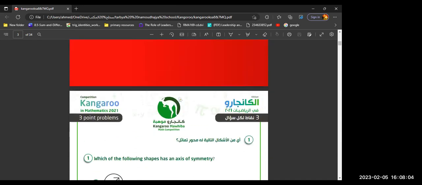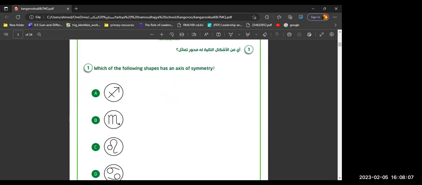Okay, so this is the first one. Which of the following shapes has an axis of symmetry? So here, guys, I am an instructor. I'm not going to answer, but we're going to cooperate. We're going to discuss. We're going to find a solution. All right, what do you think, guys? Read it carefully. Which of the following shapes has an axis of symmetry?